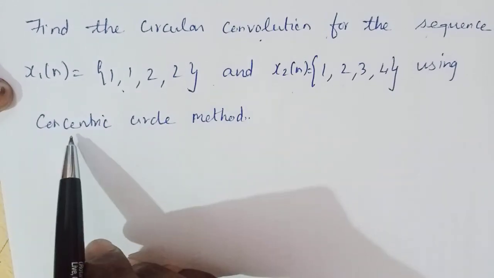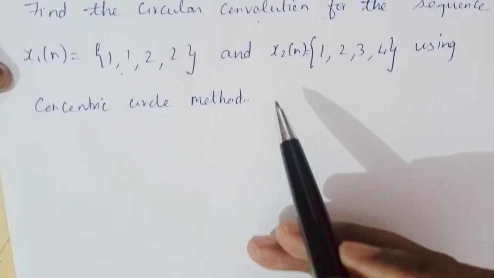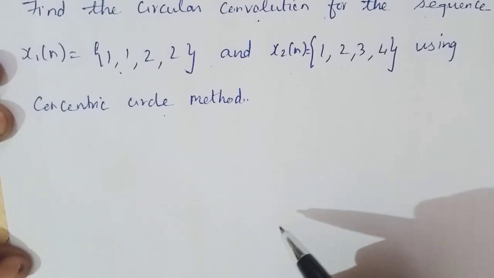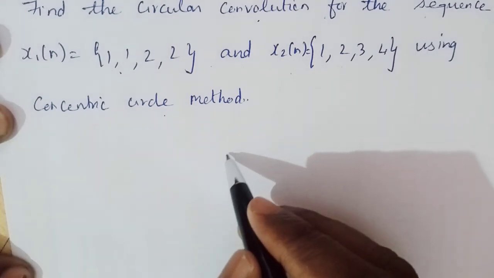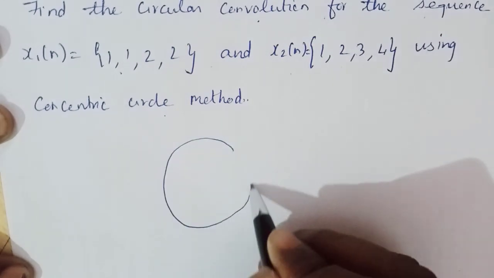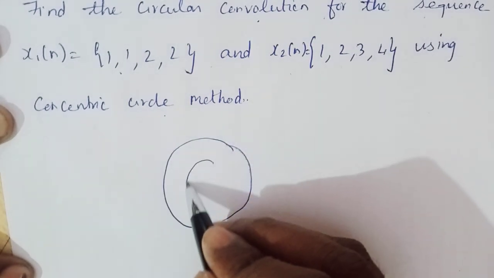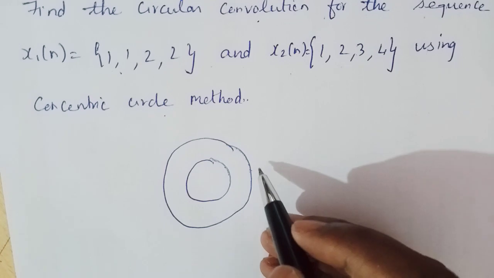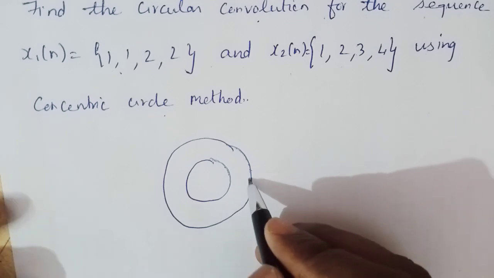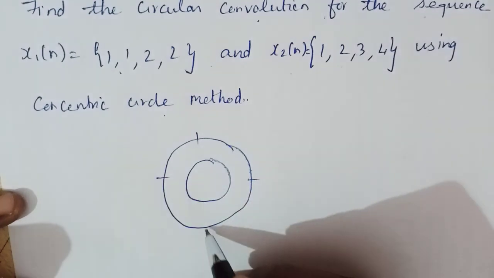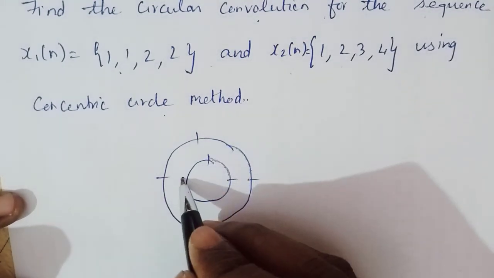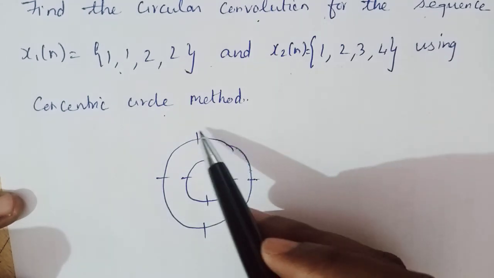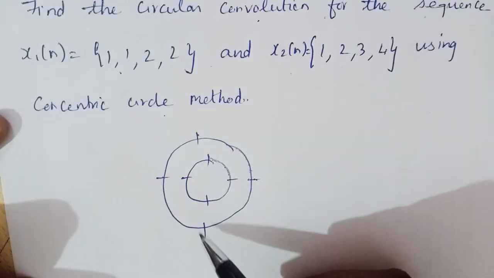The method we are going to follow is the concentric circle method. The first step is to draw two concentric circles, one for x1(n) and one for x2(n). The length of the sequence is 4, so let me mark four points: x1(0), x1(1), x1(2), x1(3).